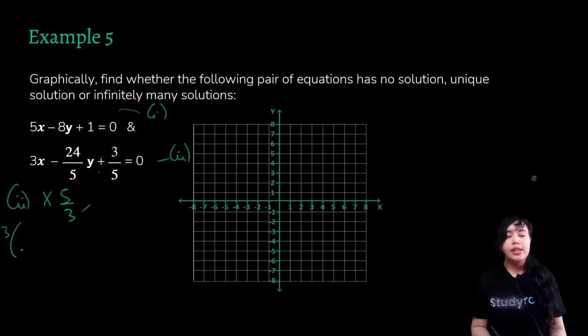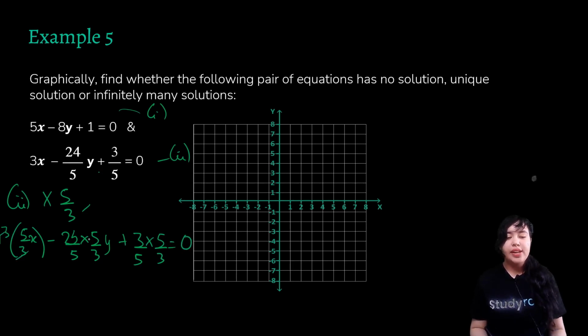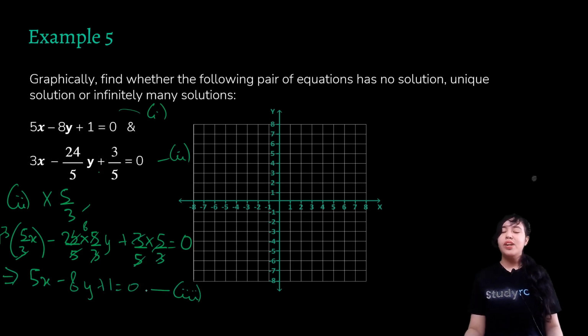And now I will get 3 into 5 by 3x minus 24 by 5 into 5 by 3y plus 3 by 5 into 5 by 3 is equal to 0 into 5 by 3, which is 0. Now make whatever cancellations you can, okay, and don't be surprised because now you will get 5x minus 8y plus 1 equal to 0. Call it equation number 3, but it's same as equation number 1. How is it? This is a case of coinciding lines. Without even plotting, you can make it out, because this is a dependent pair of linear equations. So the formation of this equation depends on the existence of this equation.